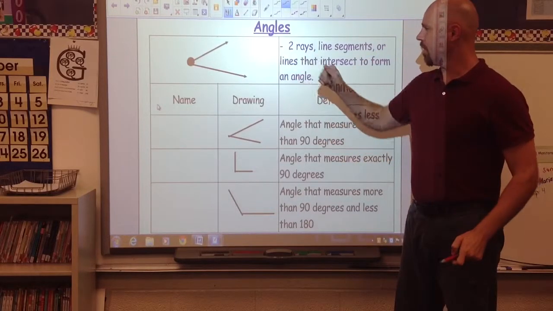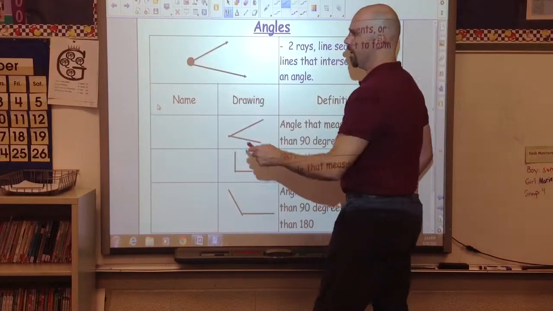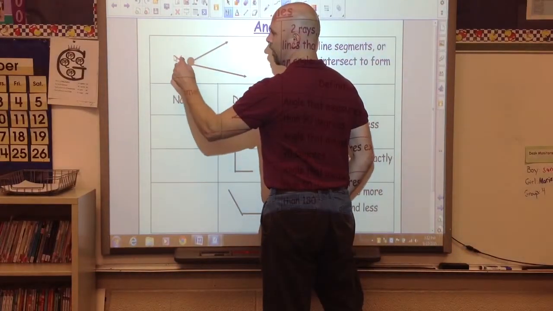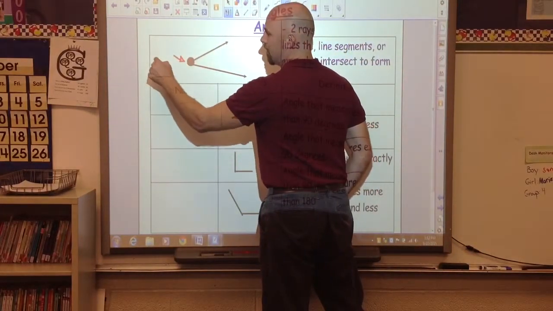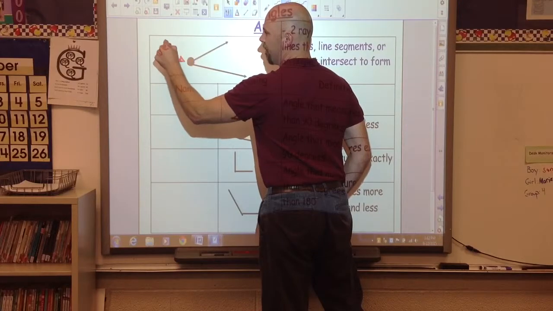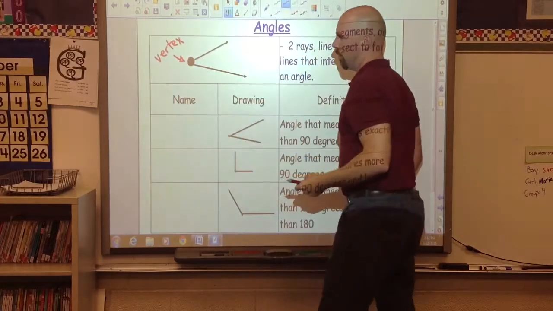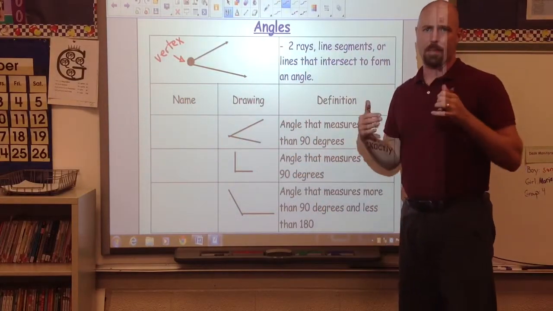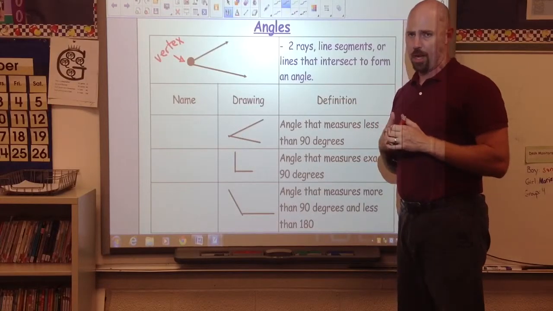Okay? So we'll start off here looking at this first angle. Very important part of the angle is this little point right here. I blew it up really big because it's important. That is called the vertex. And that is where two of those rays or line segments or lines come together to form that angle.